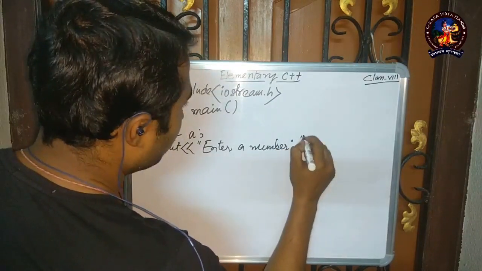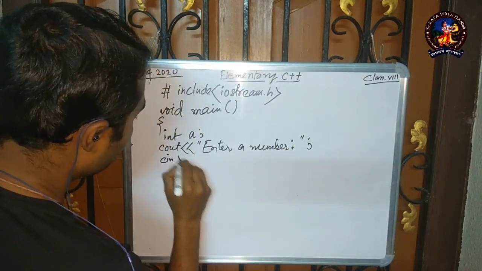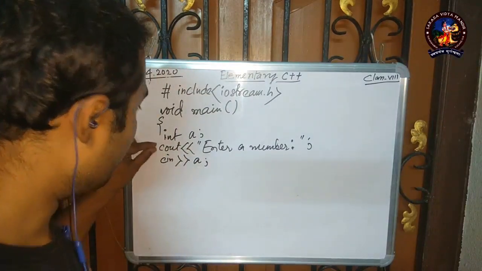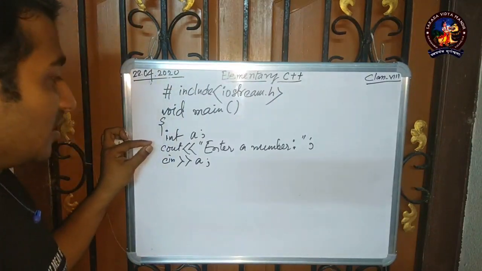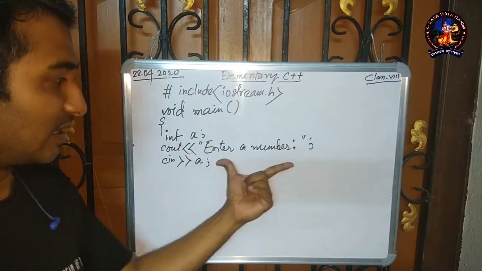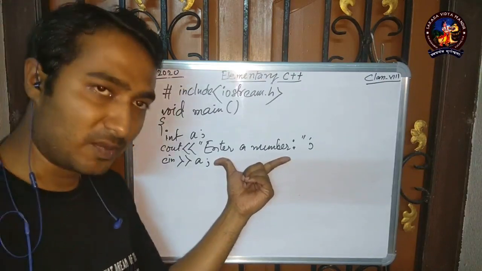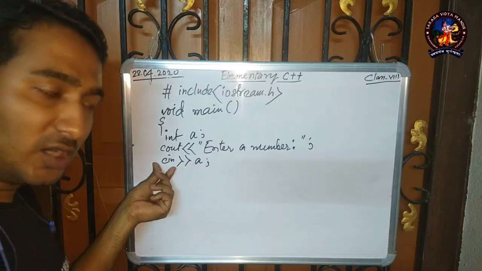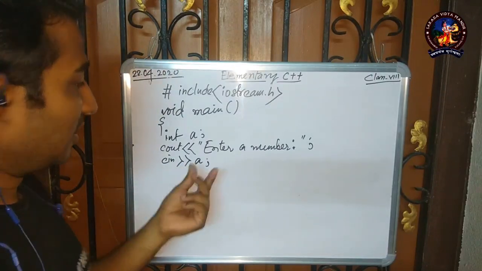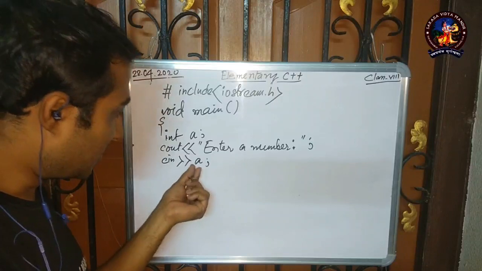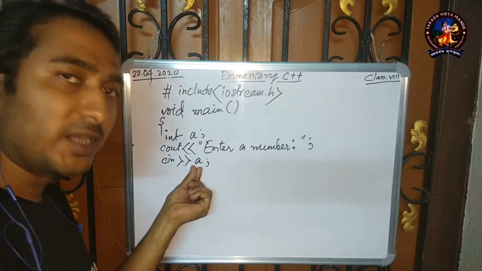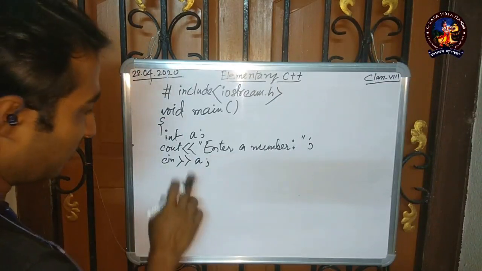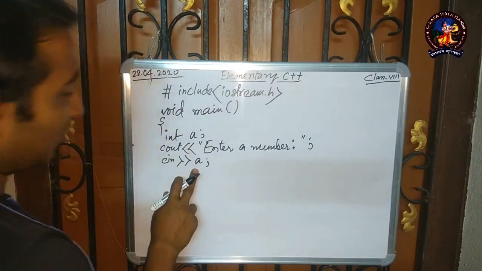cin. cout and cin. The cout is called the output stream, because using this cout statement we can print this statement on the output screen, that is in the console. And cin is called the input stream. That means any value given by the user will be inserted in this variable or any variable used here. So after executing this statement, the user will give some value. The value will be stored in the variable a.